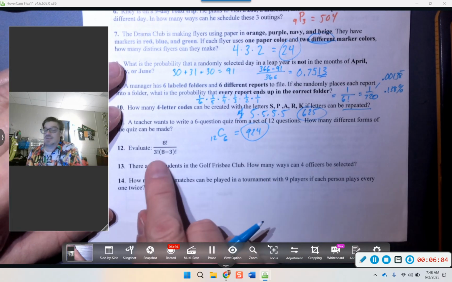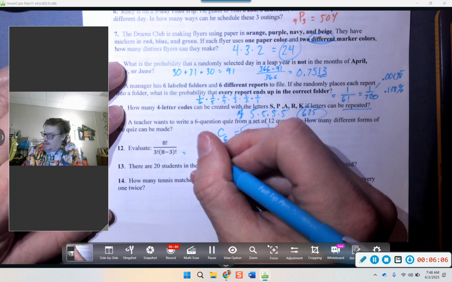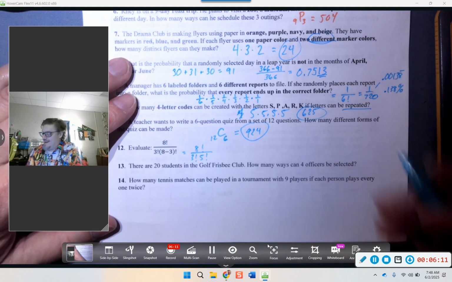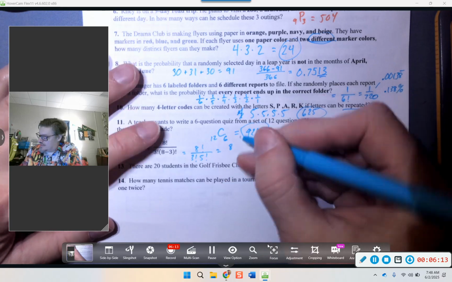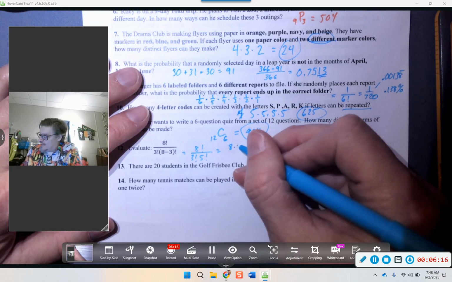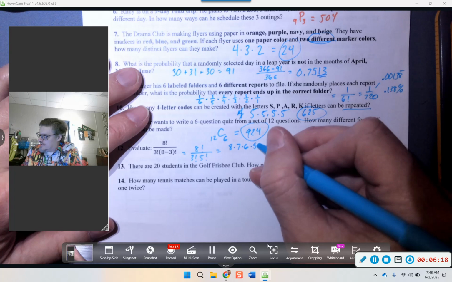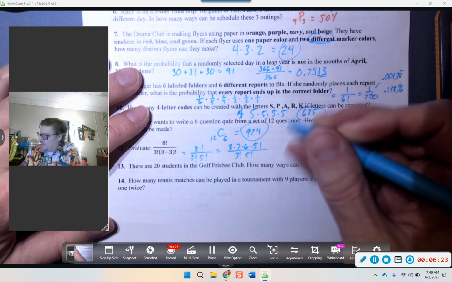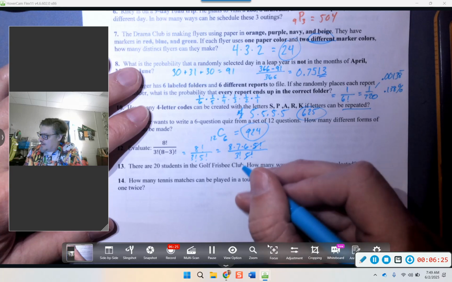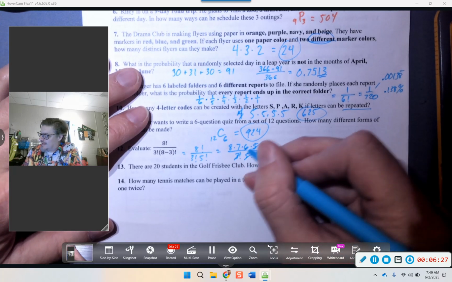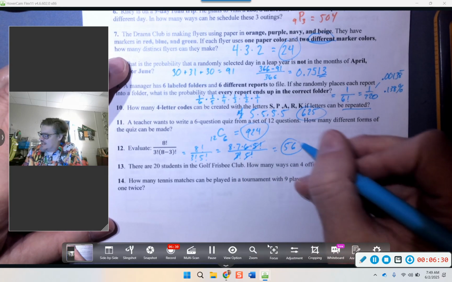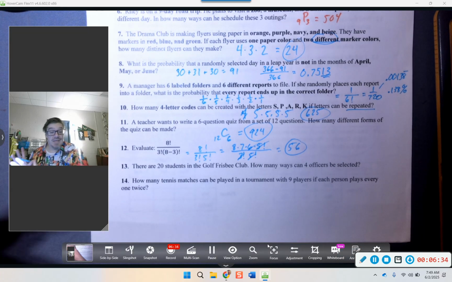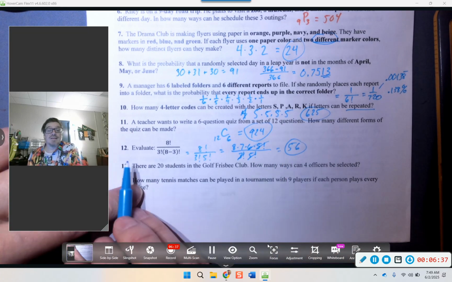All right, now here's just a straight up evaluation. You've got 8 factorial divided by 3 factorial and 5 factorial. Now I want to do this by hand just because it's cool. So if I did 8 times 7 times 6, you can punch this into the calculator though. And then 5 factorial, those guys actually cancel out. And then 3 factorial is actually 6, so that cancels out. You're left with 56. You can verify that in the calculator. Just be careful, but you should get 56.